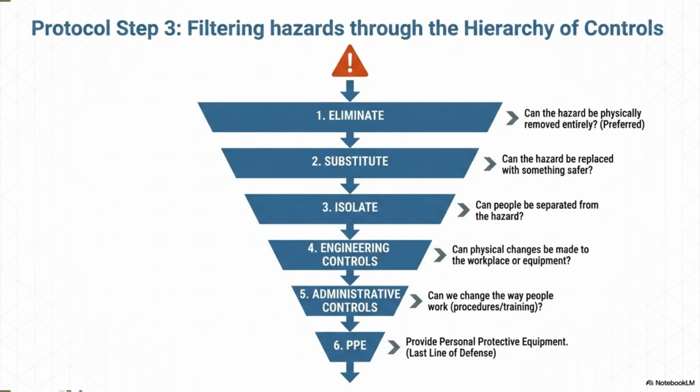We start by trying to eliminate the hazard completely. Next, we look to substitute it with a safer alternative. If that isn't possible, we isolate people from the threat or implement engineering controls to modify equipment. Administrative controls follow, altering procedures and training. Finally, personal protective equipment, PPE, serves as our last line of defense, never our first resort.